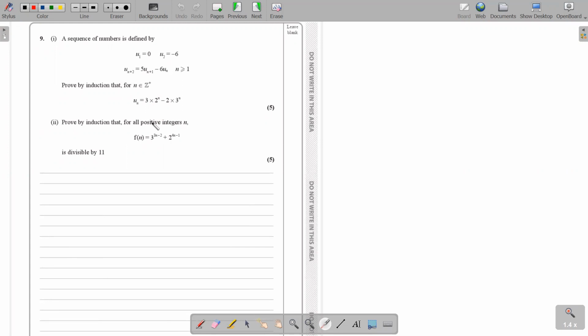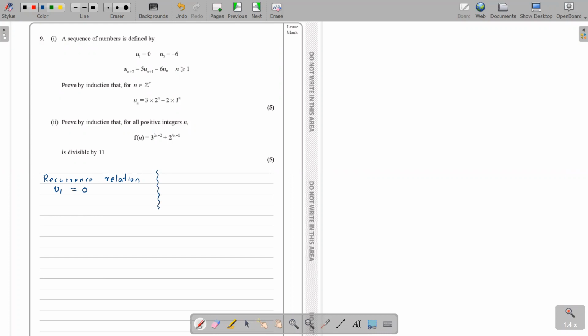It is true for the first term, whether we get u1 correctly. So let's do it here. In the recurrence relation, what is the first term? u1 is given to you in the recurrence relation, right? Look at this. What is u1? u1 is given as 0.